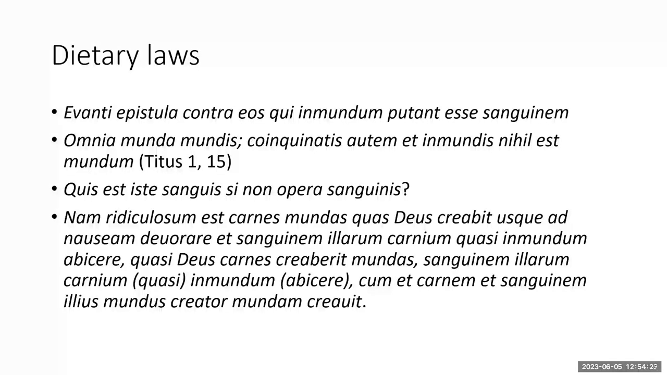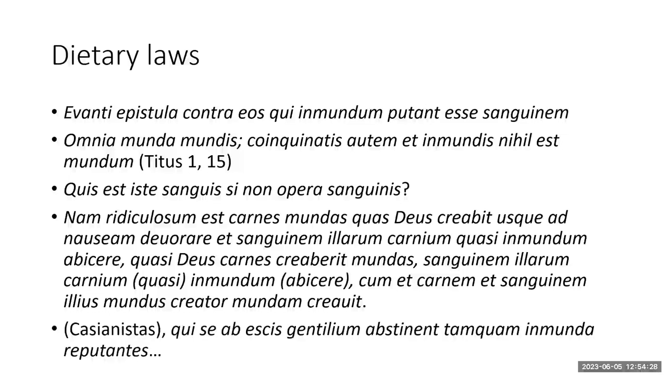Referring to the heresy of the Casianistas, "qui se ab esquis gentilium abstinent tamquam immunda reputantes," something rejected by the fathers of this council, who again refer to Saint Paul. They even point out that Jesus used to eat with sinners and tax collectors, arguing against social distancing and practices of differentiation based on habits of behavior.